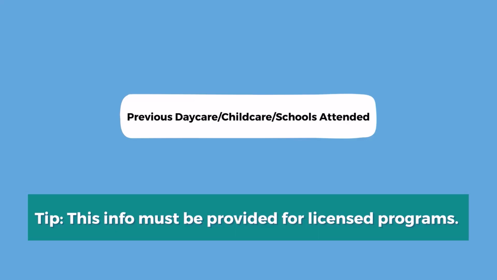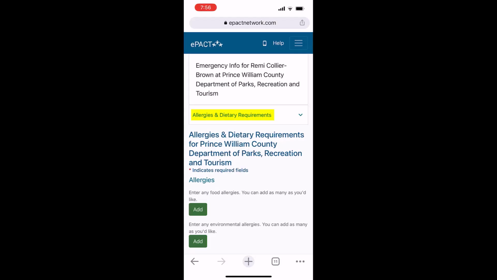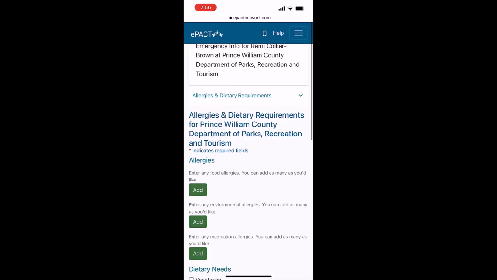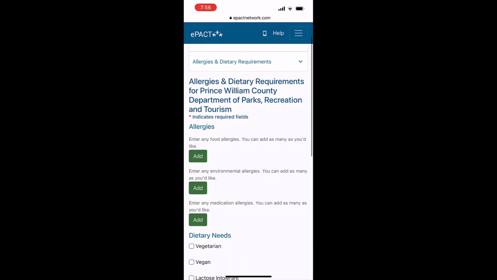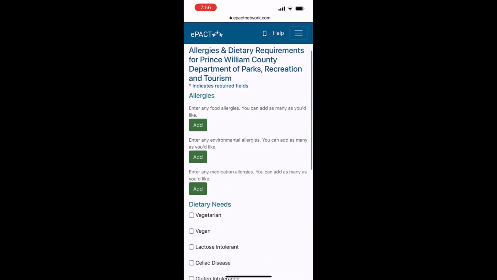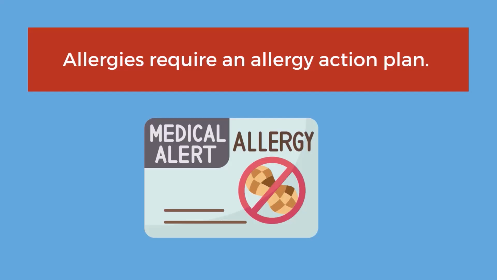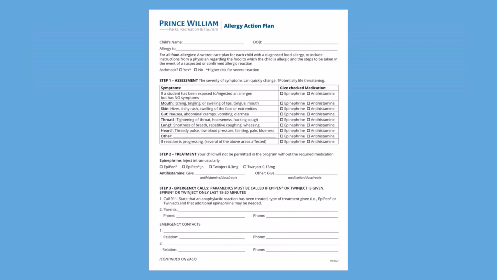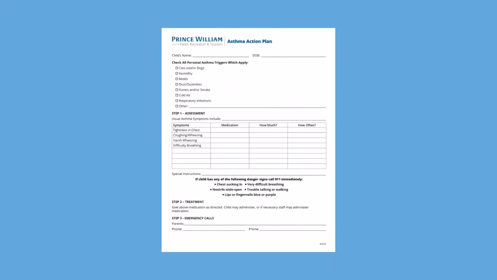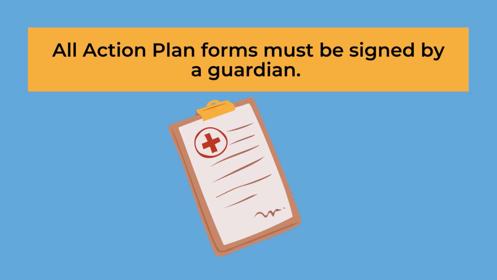The sixth section of this form is geared towards allergies and dietary requirements. In this section, allergies are split into three sections: food allergies, environmental allergies, and medication allergies. For any food allergies or chronic environmental allergies, your site will require an allergy action plan. Any children with asthma have a separate allergy form for completion. All action plan forms must be signed by a guardian.